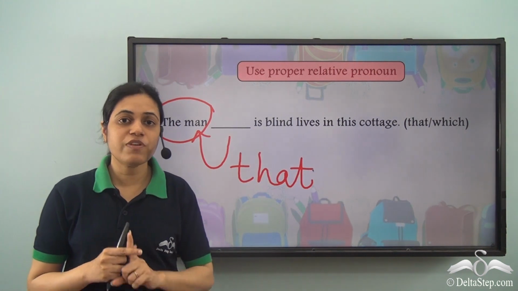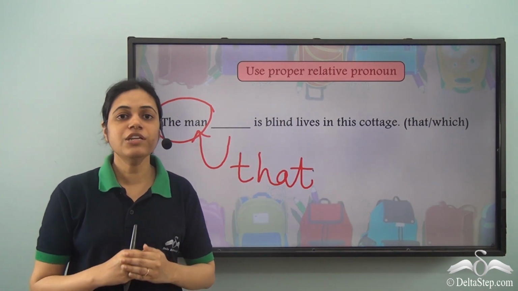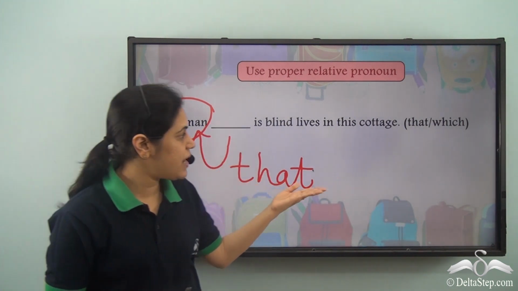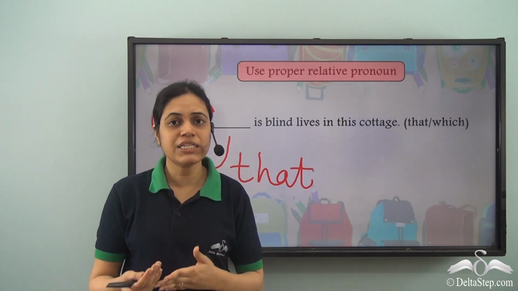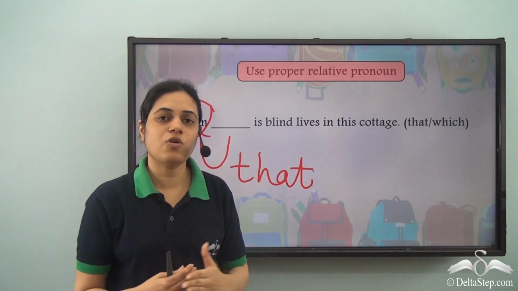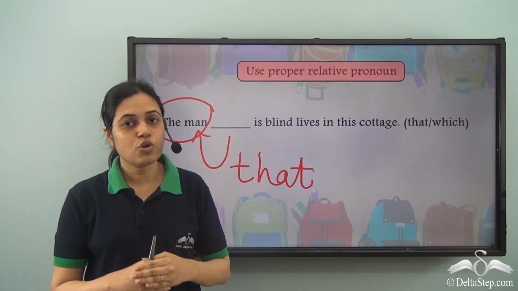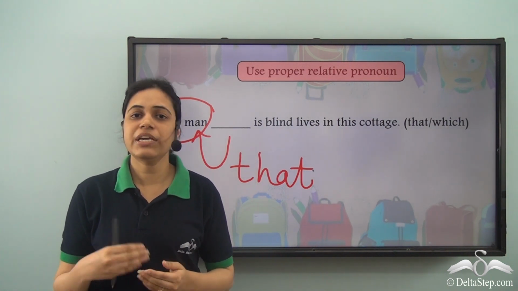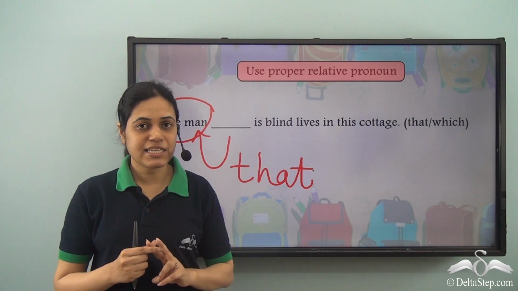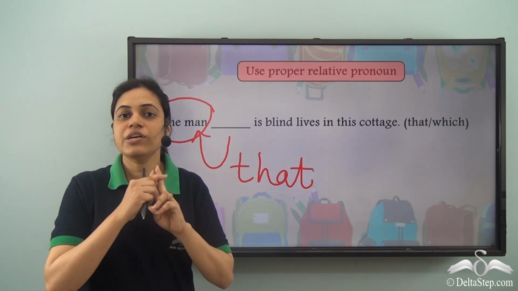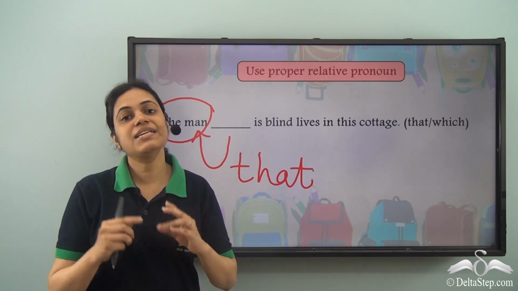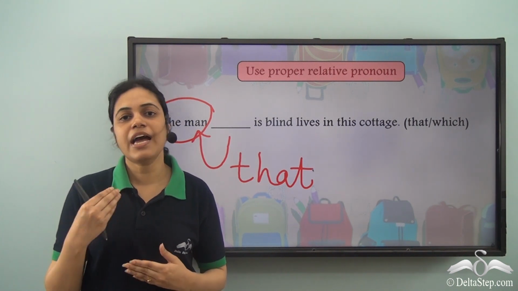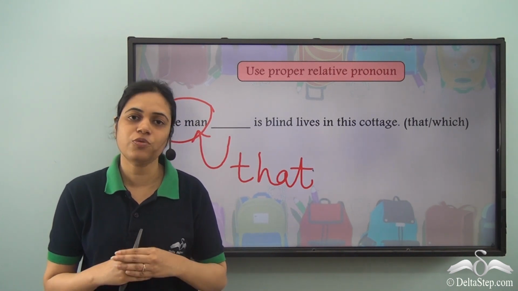Note that if the options were not given, I could also have written who here. Who is also used for people. So the man who is blind lives in this cottage is also right. The man that is blind lives in this cottage is also correct. So that and which are the two relative pronouns which can be used interchangeably most of the times, except for two things. Which is never used for people and that is never used with commas. So take up different examples and try using these relative pronouns on your own.